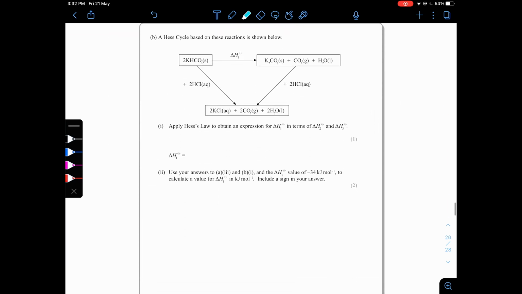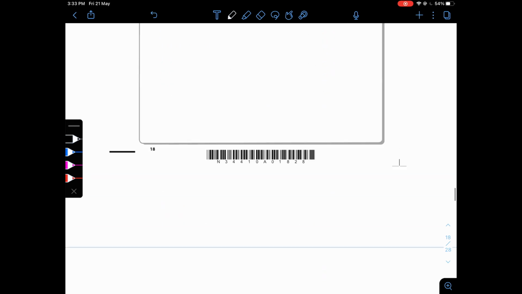Let's move on. Part B says the Hess cycle based on this reaction is here. Apply Hess's law to obtain delta H1 in terms of delta H2 and delta H3. So what are they really trying to tell us? This is delta H1, so we know that we have to do delta H1 plus something, and it equals this one over here. So this is delta H3, two times that, correct?